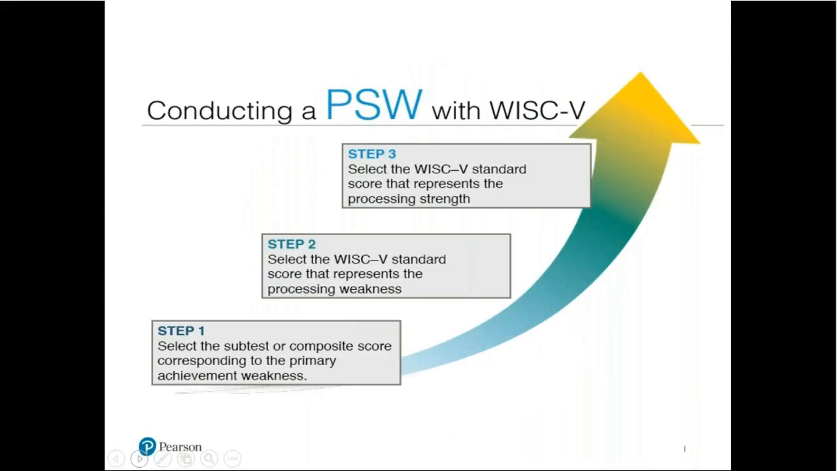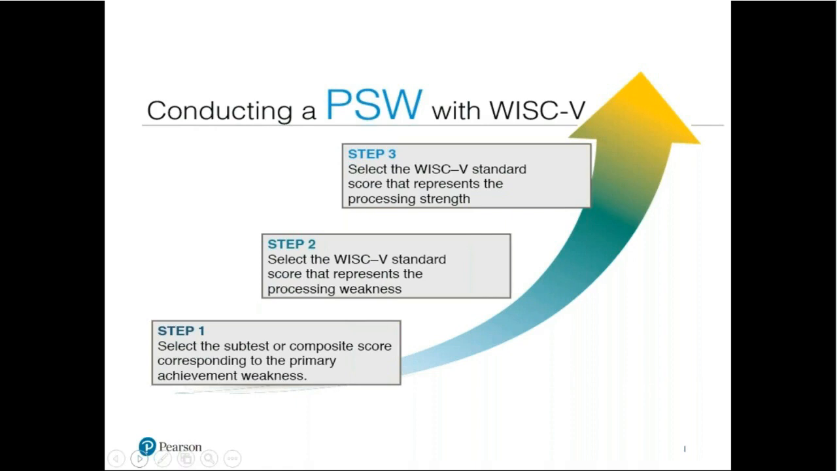So let's look specifically at what this looks like with the WISC-V. Step one, we select the subtest or the composite score from the WIAT that corresponds to the primary achievement weakness. Apologies, that's from the WIAT. Step two is we select the WISC-V standard score that represents the processing weakness. And step three is we select the WISC-V standard score that represents the processing strength. So step one is our WIAT. This is the key area that we feel is the child's academic achievement weakness. Steps two and three then utilise the WISC-V both for the processing weakness and for the processing strength. So three steps, that's it.